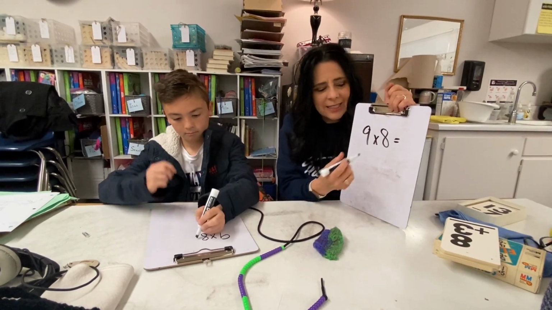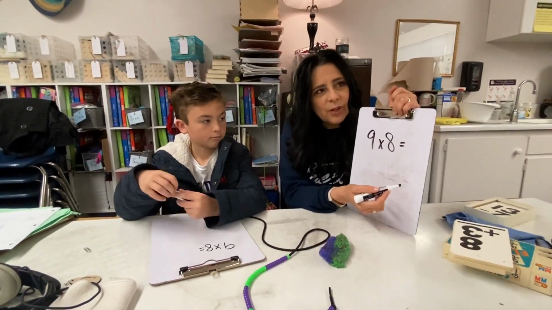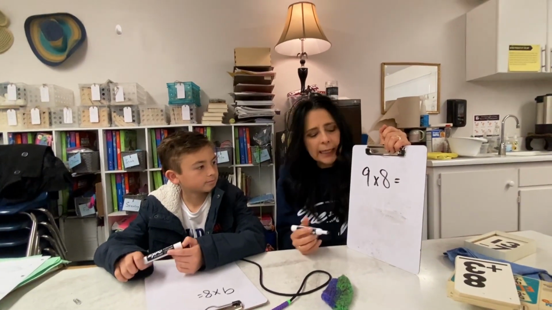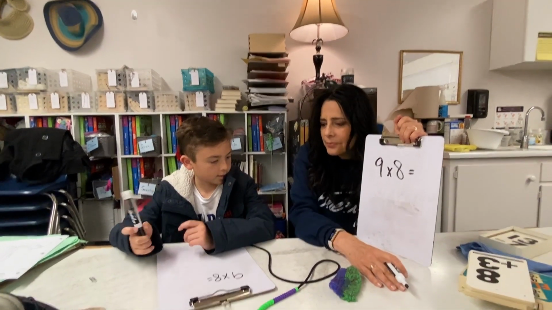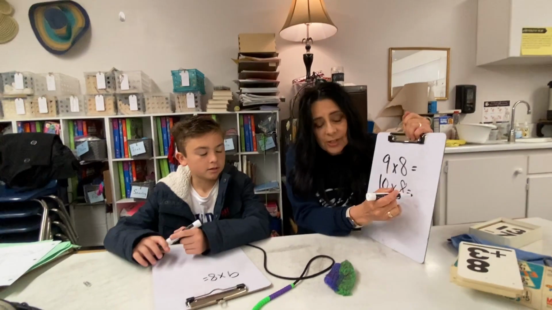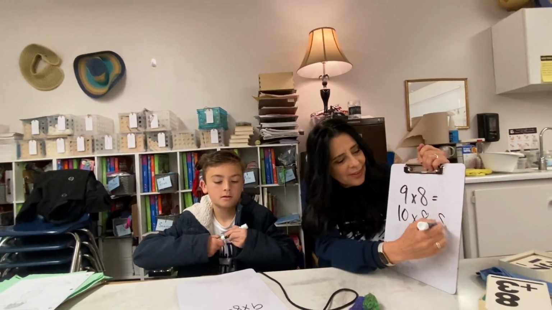He goes, it worked for the 7 times 9. Will it work for 8 times 9? Okay, so let's try it, Lincoln. What is this 9 really close to? A fact that we know very well. 10. So we're going to do 10 times 8, which is 80.